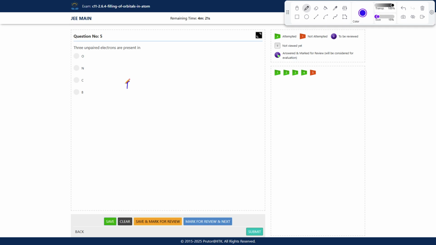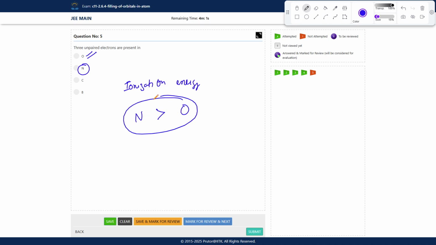Remember the ionization energy. Okay? It will be the ionization energy. So it is difficult to remove an electron from nitrogen as compared to oxygen. Although oxygen is falling after nitrogen, nitrogen will have a greater ionization energy. So this was the anomaly. So the correct option will be B.